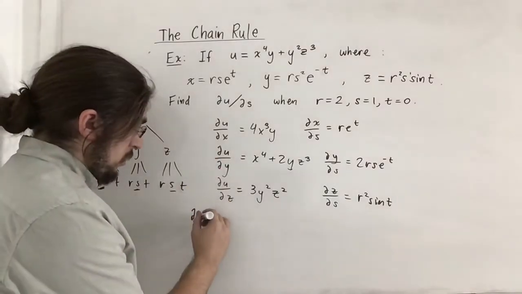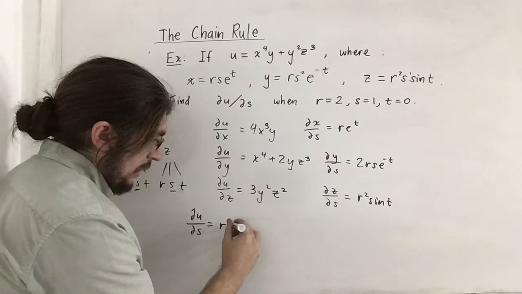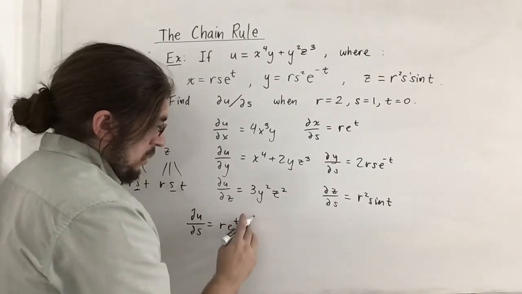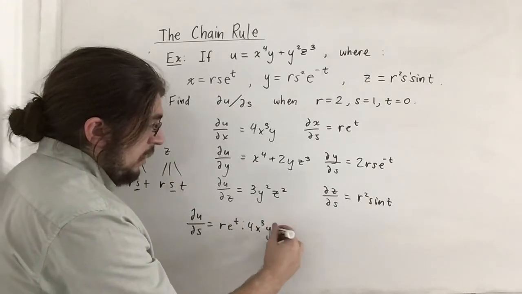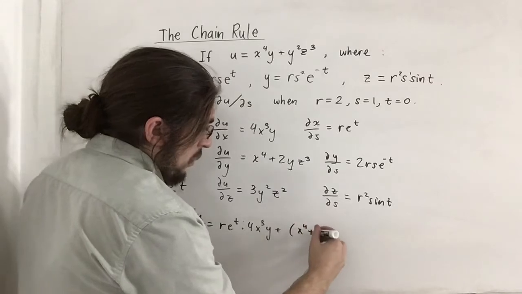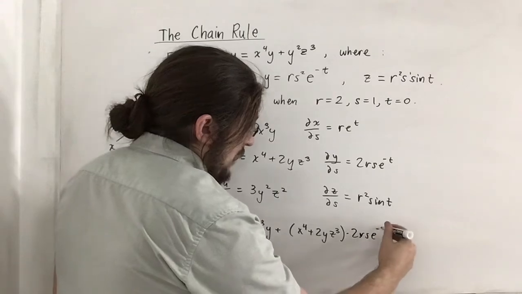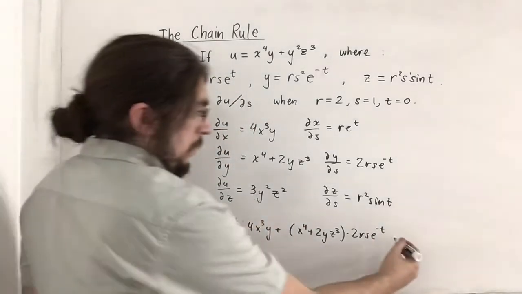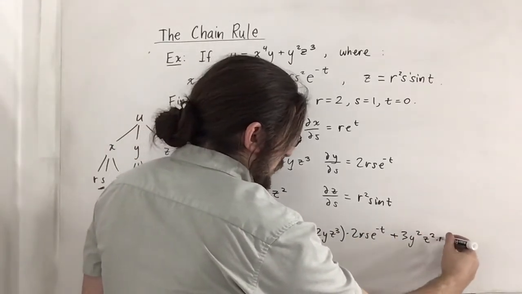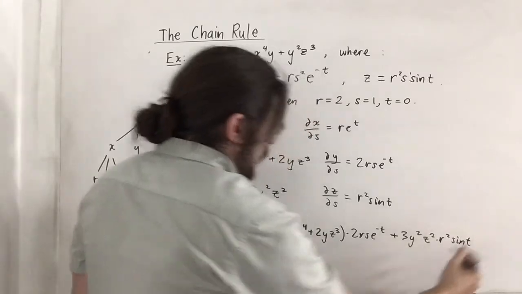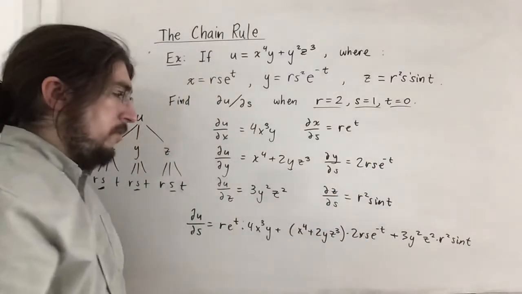So partial u, partial s now is going to be this madness. I'm going to try to write this in a nice way. So we get re to the t times 4x cubed y plus this quantity x to the 4th plus 2yz to the 3rd times 2rs e to the negative t. Okay, it looks good. Plus this guy, 3y squared z squared times r squared sine of t. And now we want to see what this is equal to when r is 2, s is 1, and t is 0.